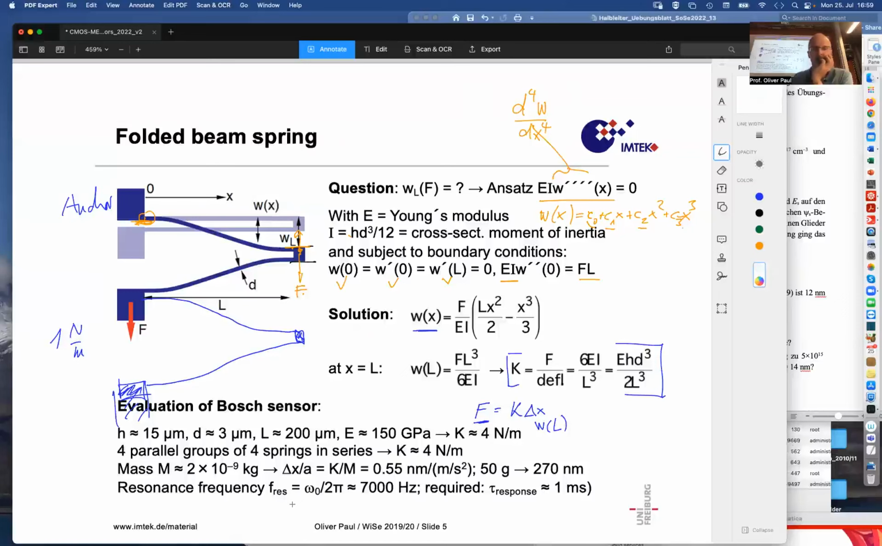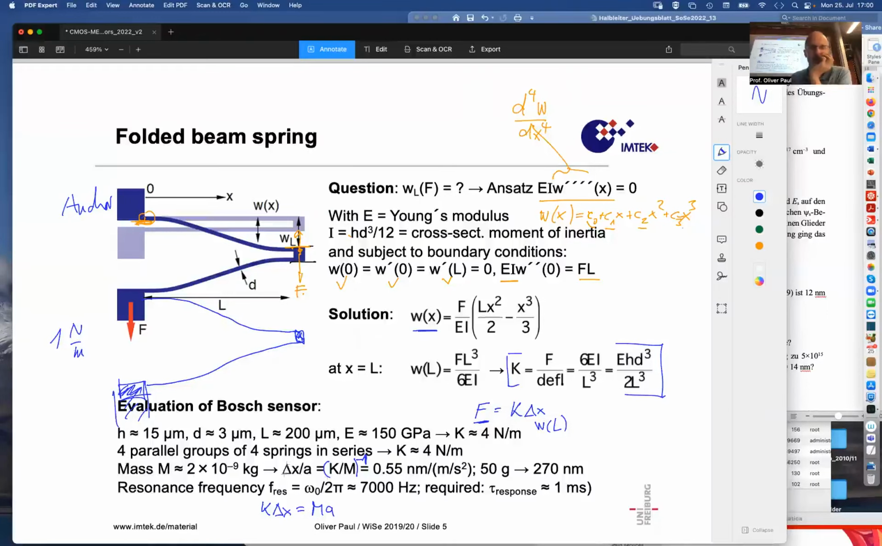Strange. I wonder if there is something wrong, let's see why. It should not be to the minus 1, M over K, because we would like to have K times delta X equal to M times acceleration. Spring force is equal to acceleration force, inertial force. So I think there must be a minus 1. I didn't notice that on the weekend.